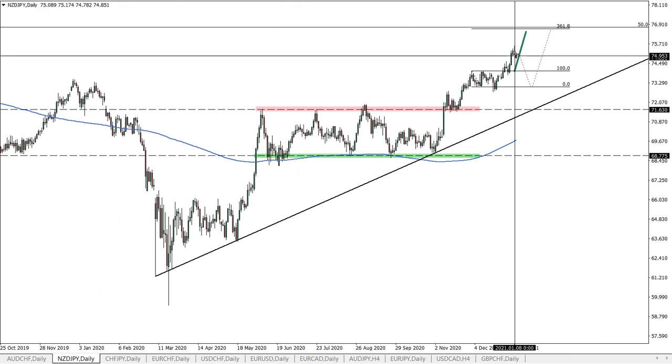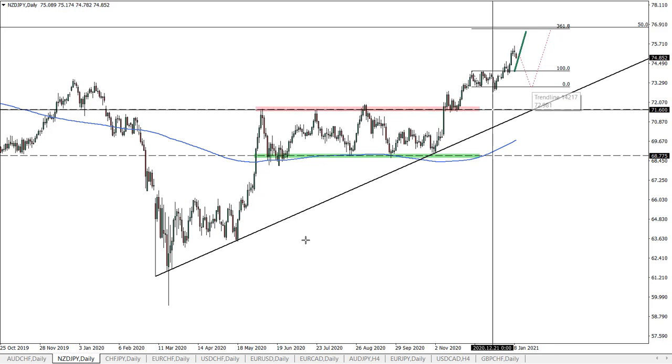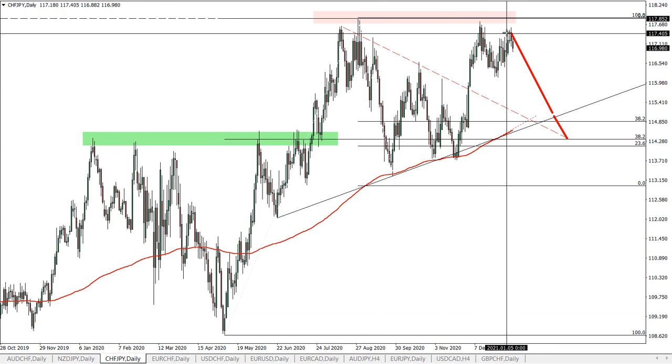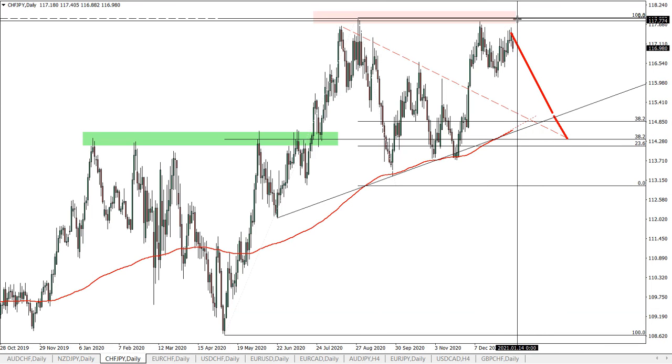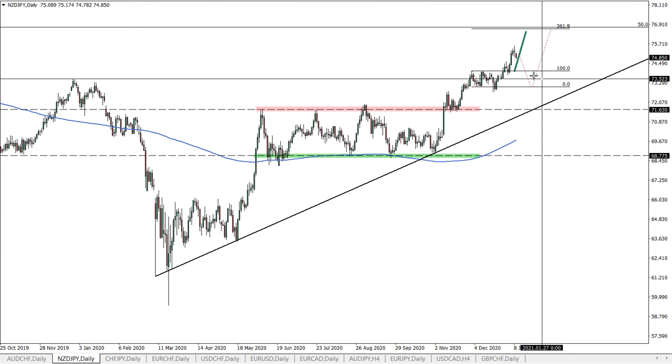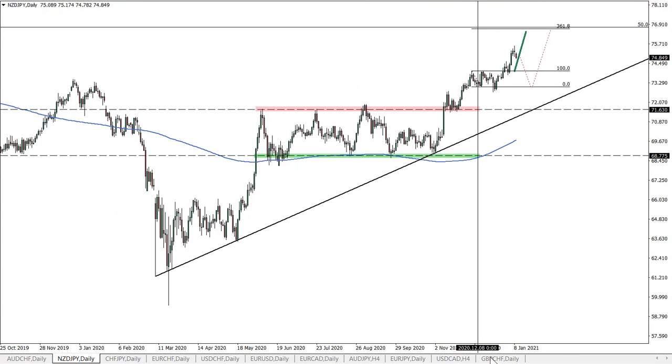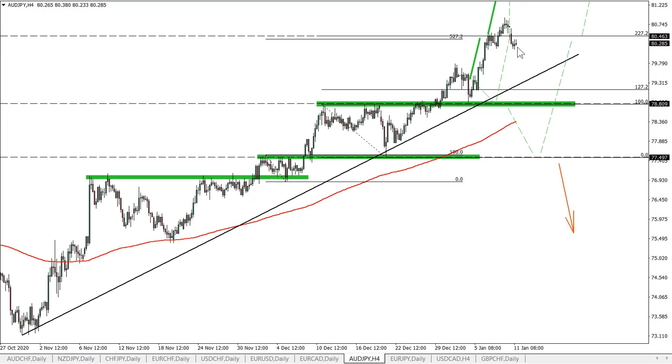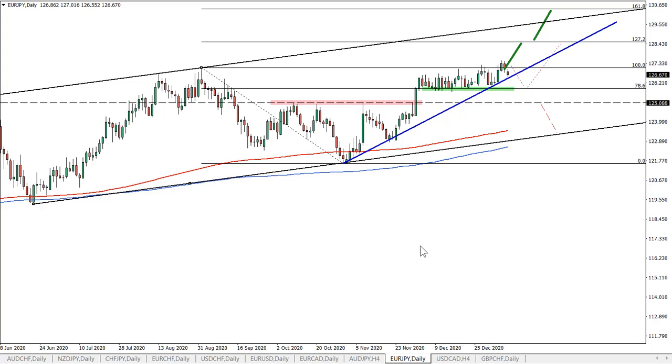might be seeing this correction on the New Zealand Japanese yen, and we might be seeing also the downside move. At the same time, there could be a breakout. This will confirm further rise on the Japanese yen, and this will also confirm further continuation of the Australian Japanese yen and Euro Japanese yen. So let's just look a bit closer at those two pairs.